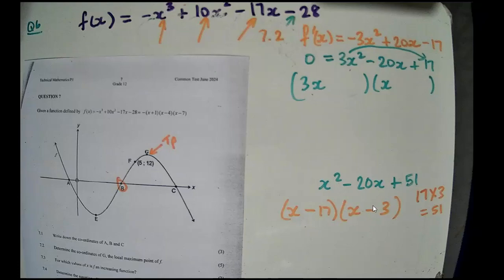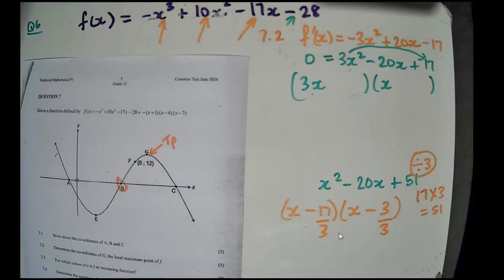Negative 17 times negative 3 gives me 51. Those factors are perfect. Now don't forget, we multiplied by 3. You with me? What's the next thing we must do? Divide by 3. So divide both your numbers by 3. If it can simplify, then you write it.